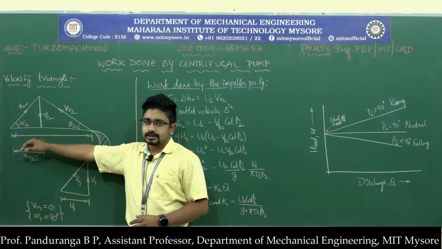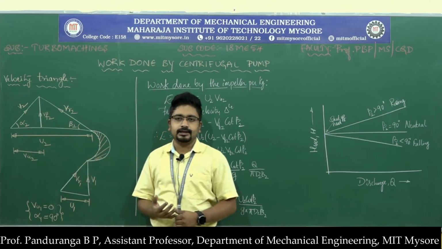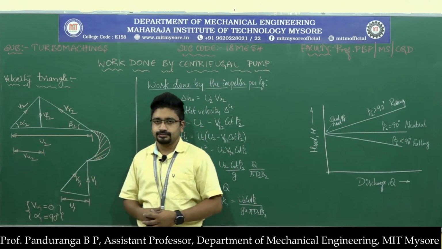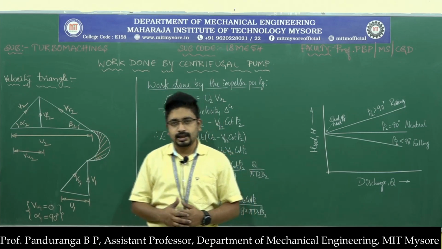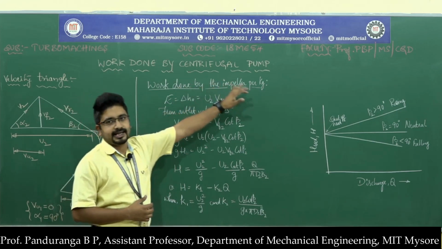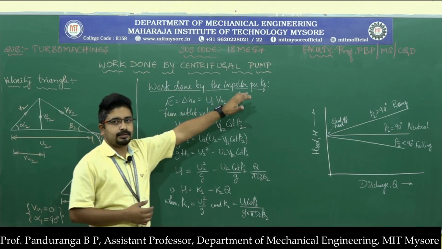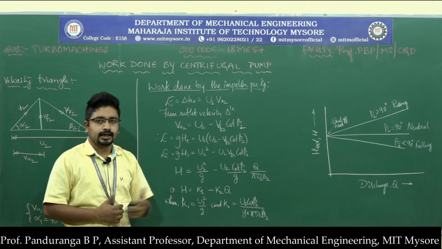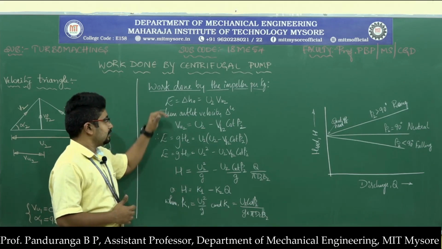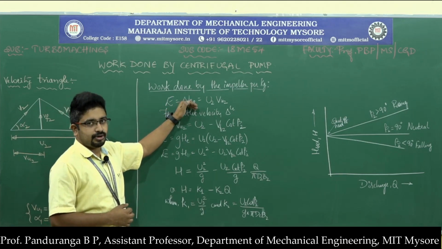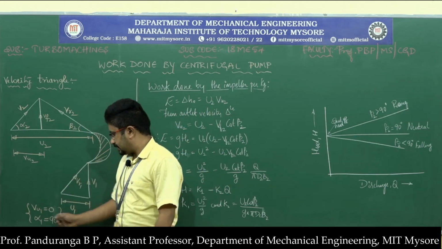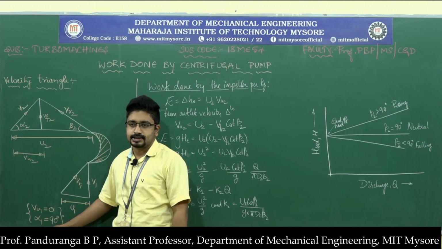Here, since V2 is not radial, we will have a certain value for VU2. And when you consider the Euler's energy equation to find out the work done, the work done by the impeller per kg of steam, the work done by the impeller per kg of water or any other fluid. So the Euler's equation is per kg of the fluid, that is given by E, which is also equal to change in enthalpy, which is equal to U2 VU2, because here VU1 is 0 because alpha 1 is 90 degree.